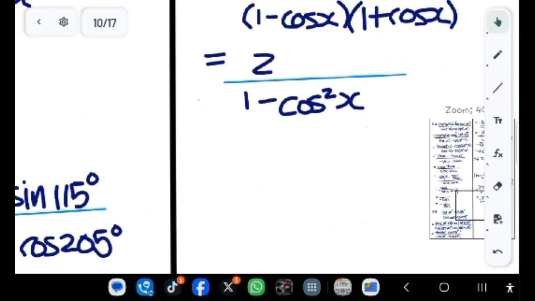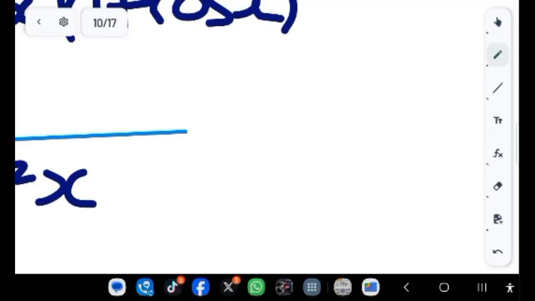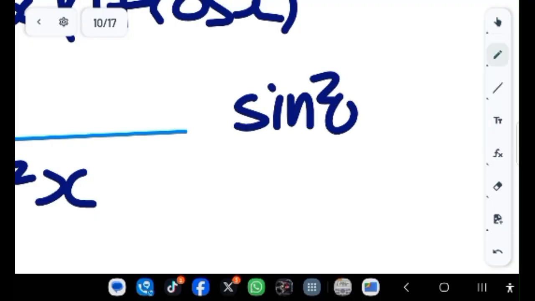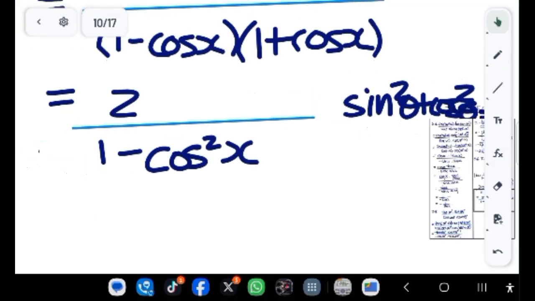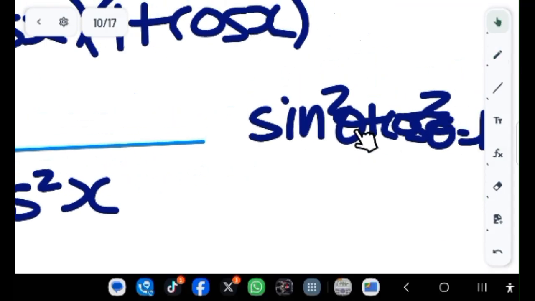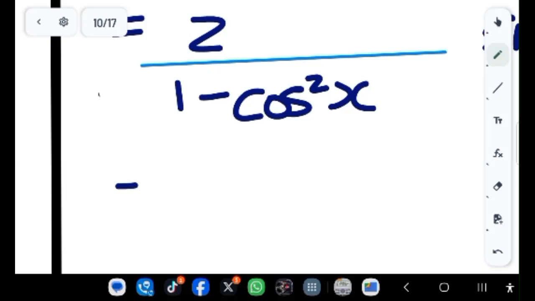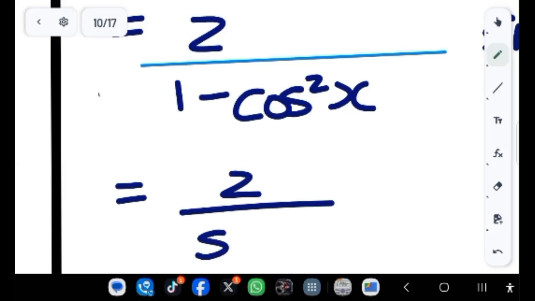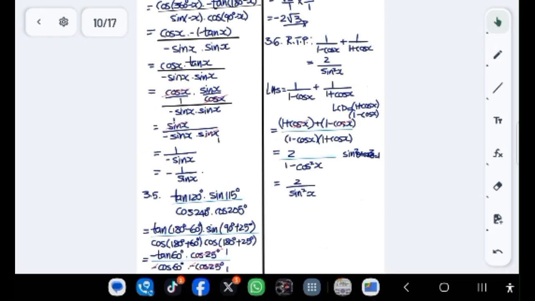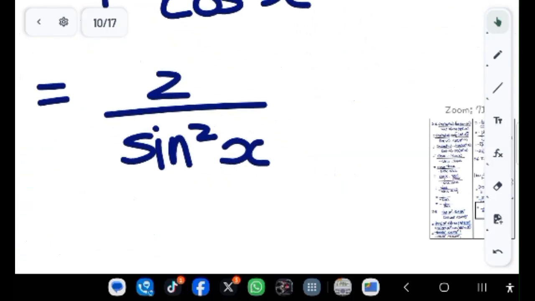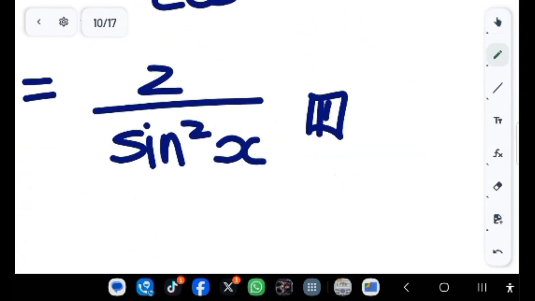But from the square identity, remember sine squared theta plus cos squared theta equals 1. Sine squared theta can be written as 1 minus cos squared theta. So this is 2 over sine squared theta, or sine squared x. That's where it comes from. And you have proven the identity. So we are done here.